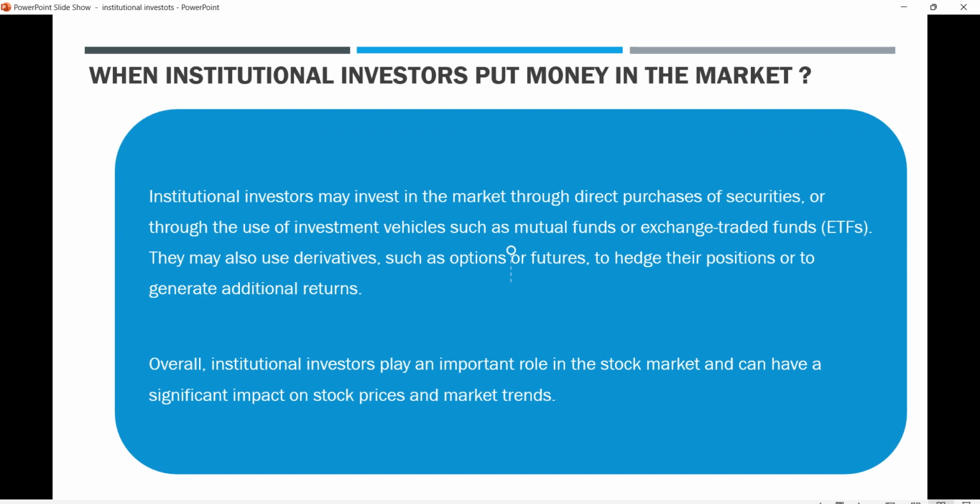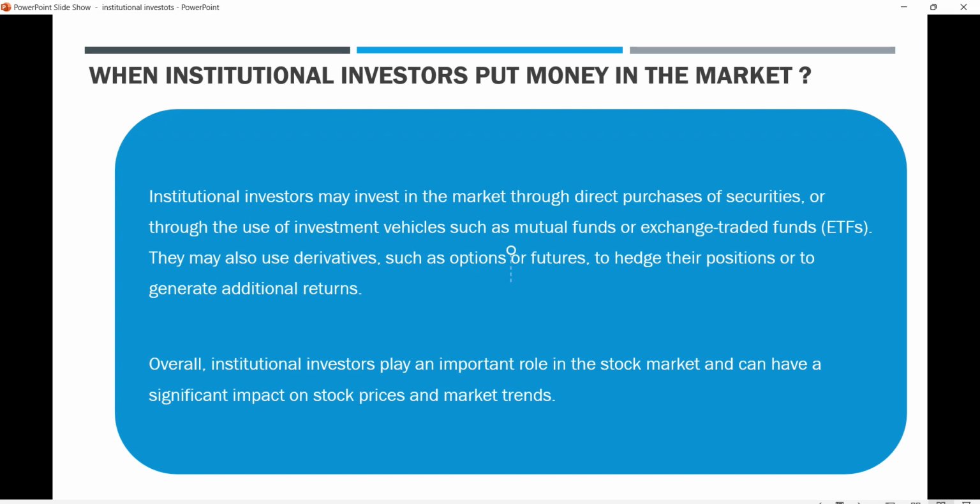You can have your faith in those companies 99%. So these institutional investors invest in mutual funds or exchange traded funds. They may also use derivatives such as options or futures. Like in the stock market, you can directly buy the stock of ONGC, or you can buy the options or futures of ONGC. There are different kinds of instruments or vehicles to make money from the stock market. Once you understand all these concepts, you can choose your own type of trading style.